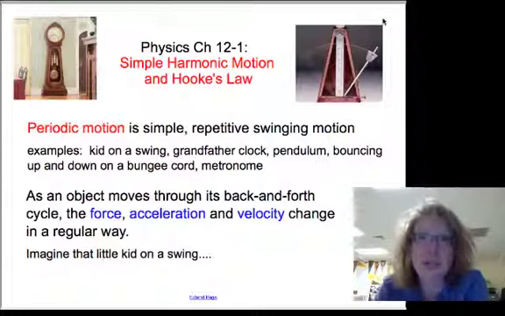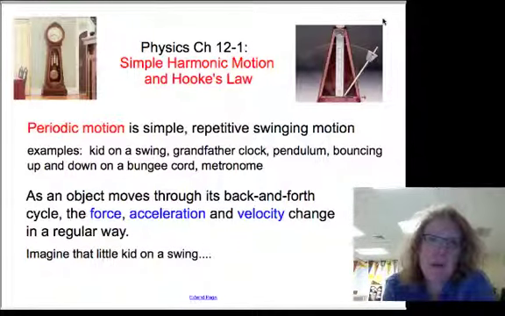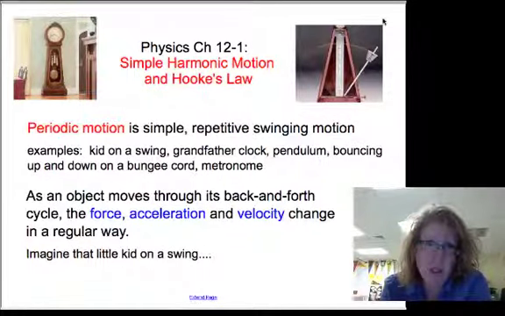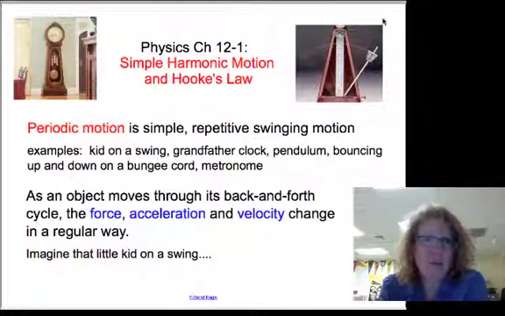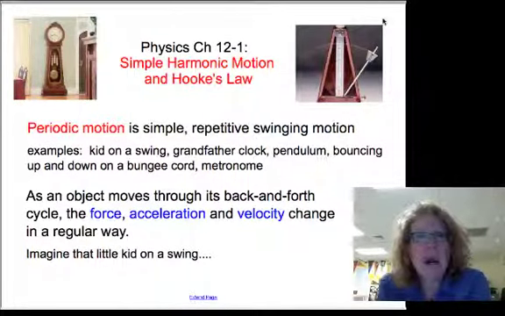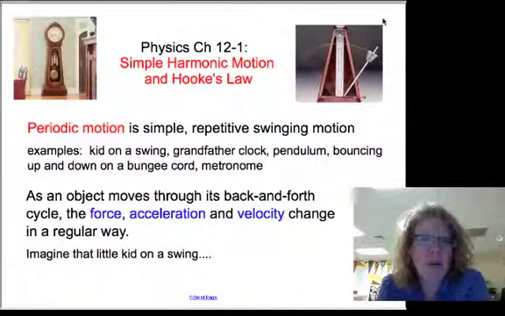And this little just-in-time lecture today is about simple harmonic motion and Hooke's law. Periodic motion is what we were just looking at, actually. Periodic motion is any sort of a motion that is repeatable, regular, oftentimes a swinging motion, but not necessarily swinging. I mean, there's other things that can be periodic as well.